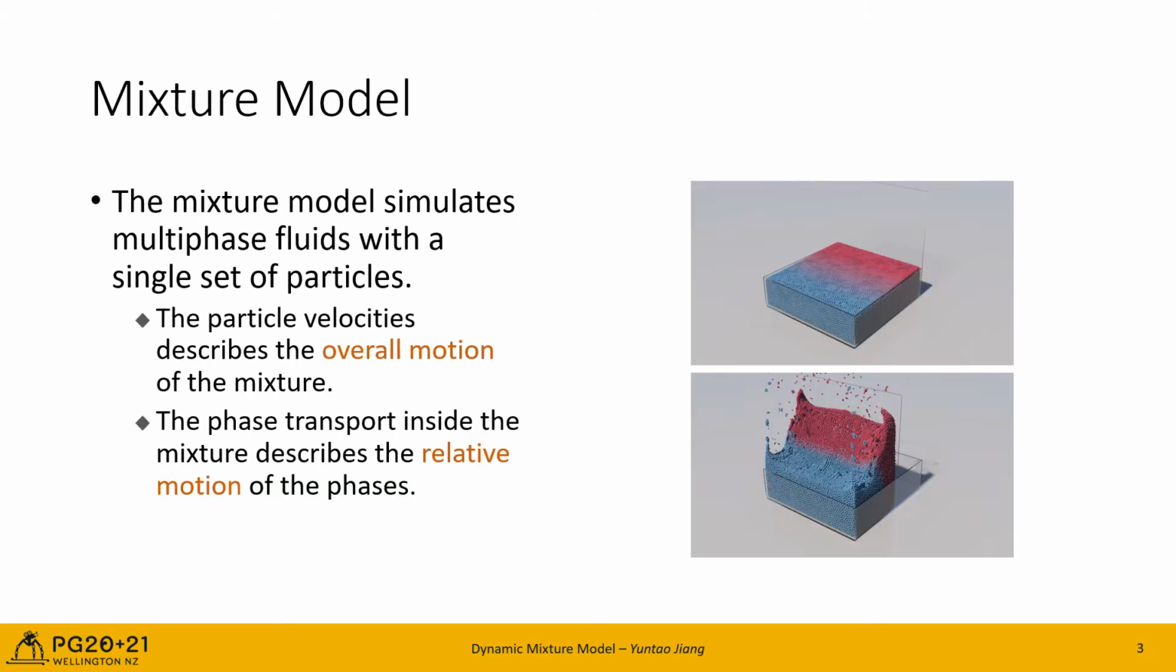When we simulate multiphase fluids, we need to handle the interaction between the fluids. For example, we may simulate the mixture of alcohol and water. Some methods use one set of particles for each phase, but the mixture model uses only one set of particles to represent the whole mixture. As shown in this figure, we can only see one set of particles, each of which has different color, as they have different amount of the component phases.